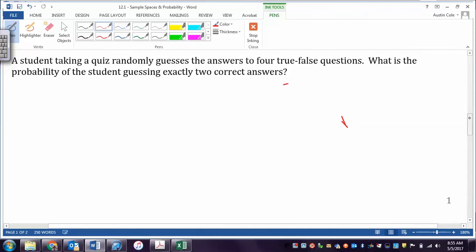Example 2. A student taking a quiz randomly guesses the answers to 4 true-false questions. I think we've all been there, right? What is the probability of the student guessing exactly 2 of them right?